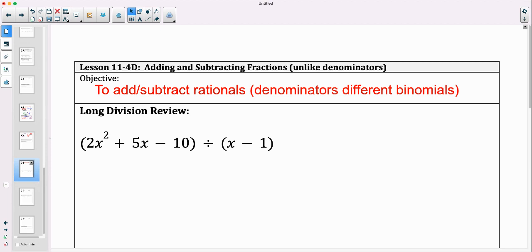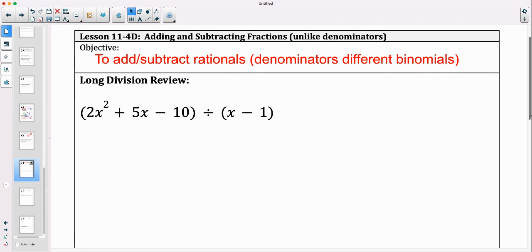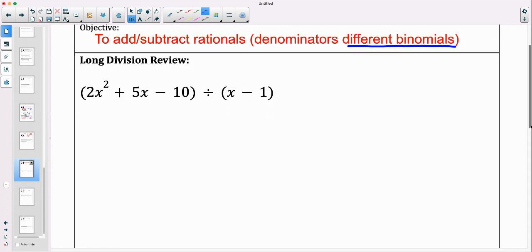All right, welcome everybody to the video for 11.4 Part D, adding and subtracting fractions. So today what's going to be different is we're going to be looking at the denominators also being binomials. Okay, they're different binomials. In other words, we don't have like terms. So a little bit of review before we hit that piece.